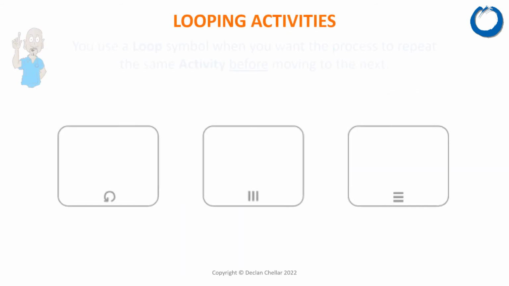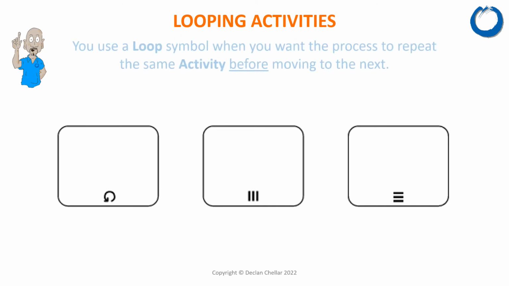Looping activities. You use a loop symbol when you want the process to repeat the same activity before moving to the next. Standard loop.